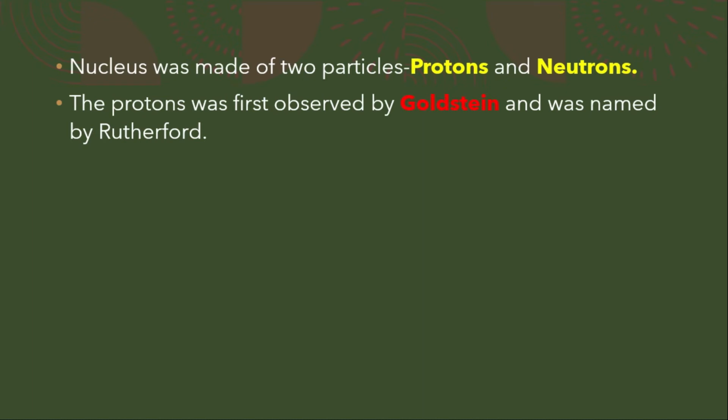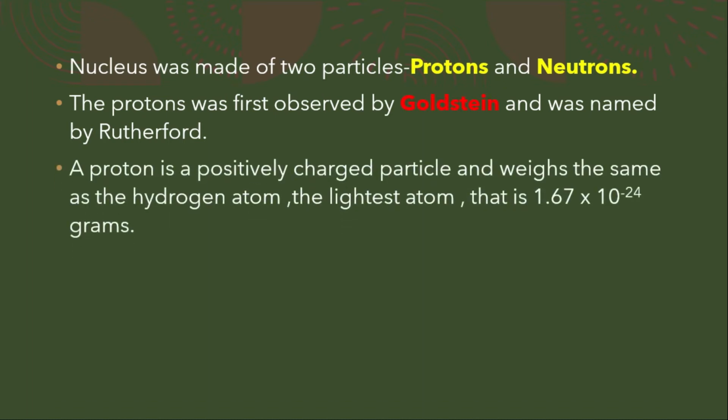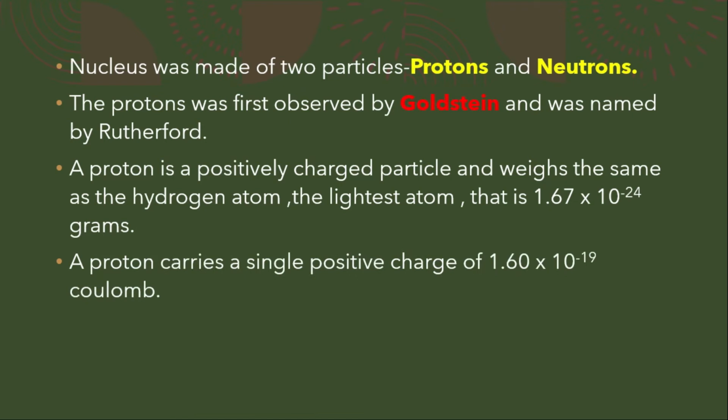A proton is a positively charged particle, and it has the same weight as a hydrogen atom. The hydrogen atom is the lightest atom, at around 1.67 × 10^-24 grams. So a proton is almost the same weight. Also, as I told you, a proton carries a positive charge, and the charge in coulombs is 1.60 × 10^-19.